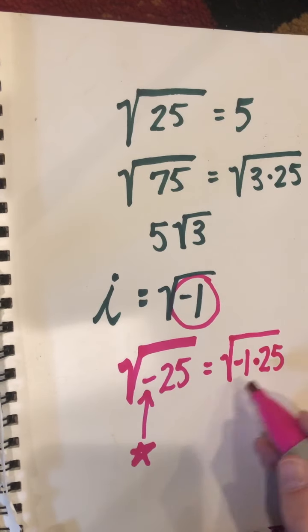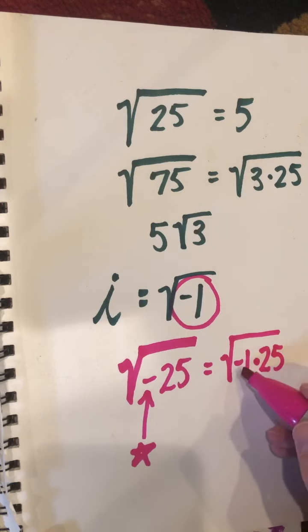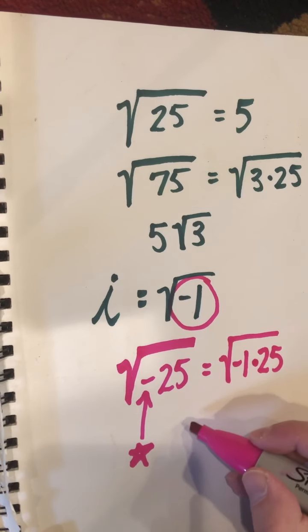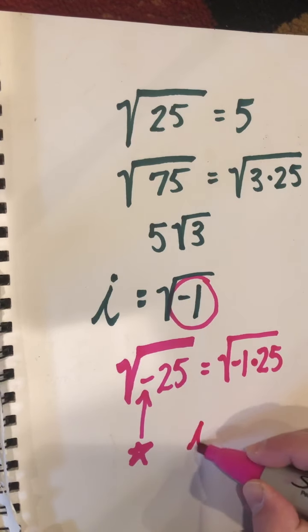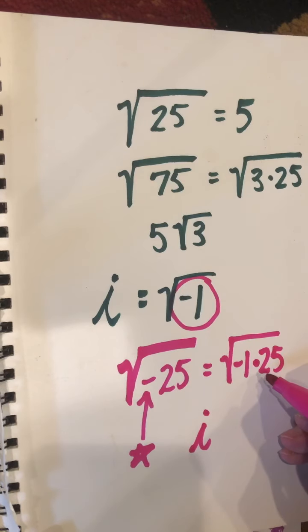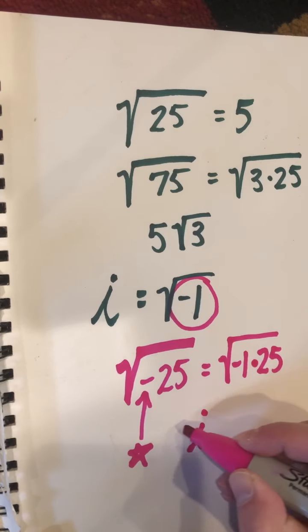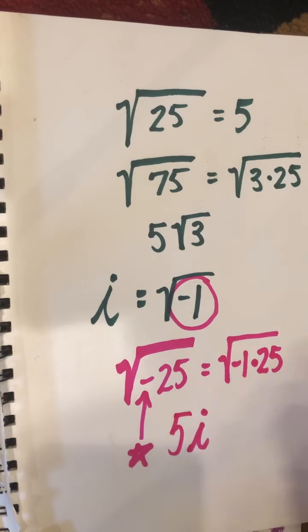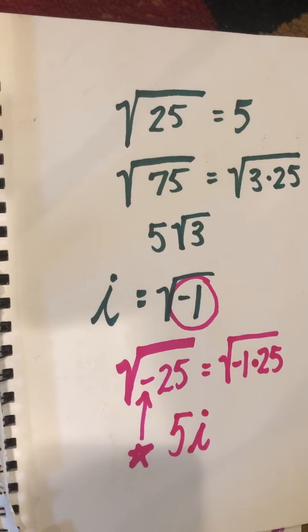And in fact, we can do both of these. So we can do the square root of -1, which is i, and we can do the square root of 25, which is 5. And I'm just going to put the normal number in front. So we've got 5i. So the square root of -25 becomes 5i.